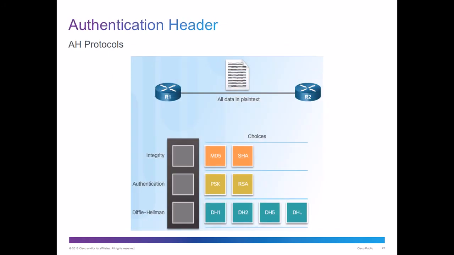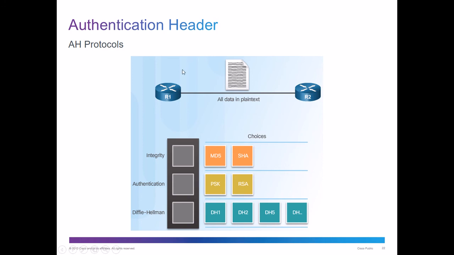So if you're going to do AH, again, here's your choices. There's no encryption in here, no encryption of the payload. You only want to make sure that R1 is R1 and R2 is R2 when they're talking to each other. You're authenticating the header and you're making sure that the data that's being passed does not get tampered with. That's the integrity. For the authentication, you have the choices with PSK and RSA.